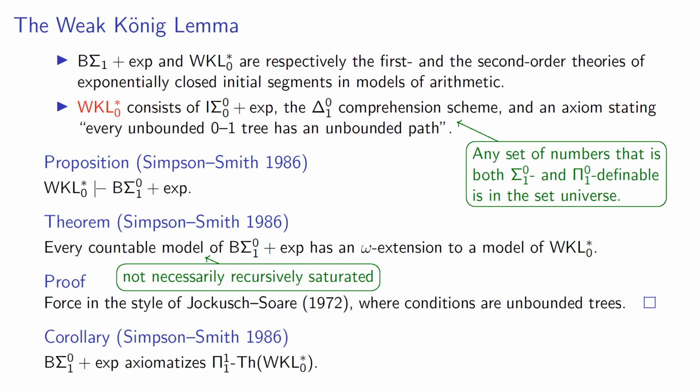As a corollary, remember our preservation theorem for pi 1,1 formulas. As a corollary, B sigma 0,1 plus exp proves all the pi 1,1 consequences of WKL0 star. But I'm stating here something a little stronger. I'm saying that B sigma 0,1 plus exp axiomatizes the pi 1,1 consequences of WKL0 star because B sigma 0,1 plus exp itself is a set of pi 1,1 sentences. And it proves all the pi 1,1 consequences, and it is itself provable from WKL0 star. So it axiomatizes all the pi 1,1 consequences of WKL0 star.